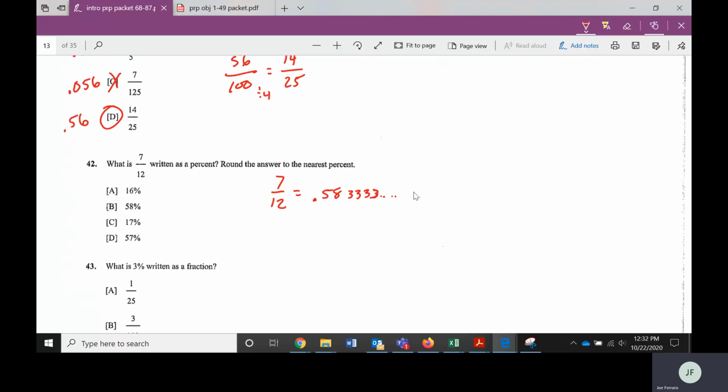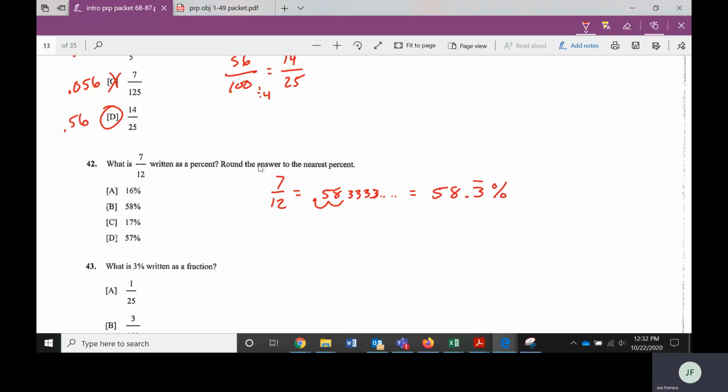If I change that to a percent, it goes 1, 2, so 58.3 repeating. Remember, the way to show repeating is instead of writing them all out, you can just put a bar over the 3. That's what the actual answer would be.